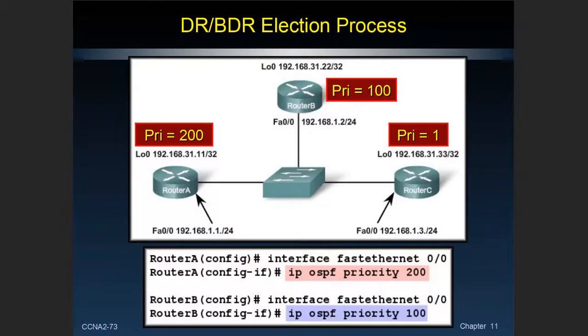So in this case, if we set the priority to 1 for router C, and we set the priority to 100 for router B, and we set the priority to 200 for router A on the left, the priority 200 should be the highest value. He should become the designated router. The next highest value was 100 for router B. He'll become the backup designated router. So if router A was our most powerful router, a big chassis router, we would want him to be the designated router. This is making him do extra work.